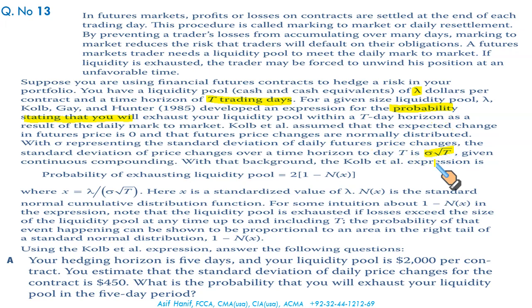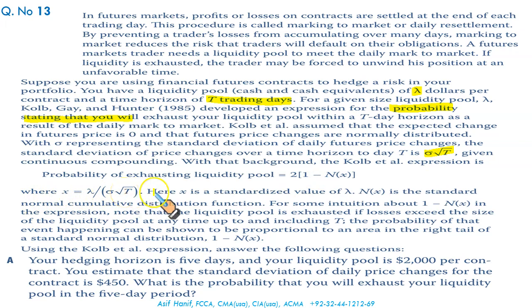He has given you the formula, it's all the detail of how it works. Given continuous compounding, with that background, the Kolb et al. expression is given by this formula. Probability of exhausting the liquidity pool that you will use to settle your open positions in mark-to-market accounting is equal to 2 into 1 minus N(x), where this is the normal distribution score, where x is equal to lambda upon standard deviation times square root of T.